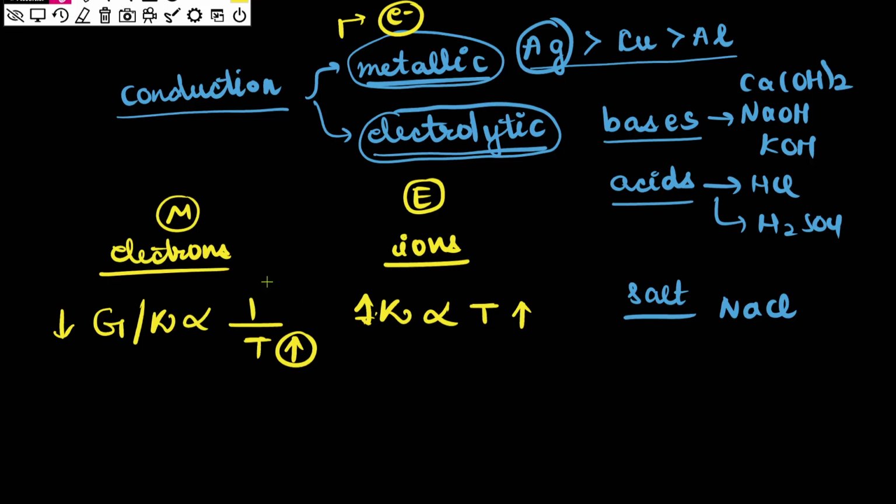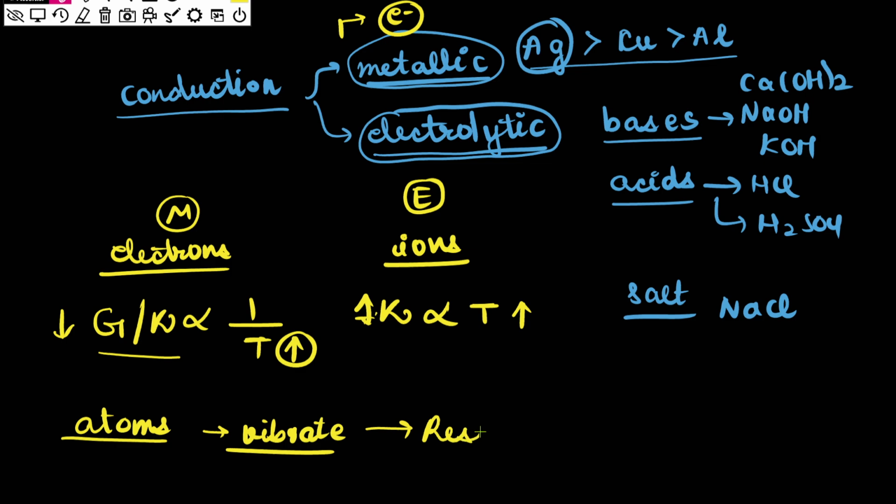And why does this happen? See, when we heat a metal, the metal is made up of heavy atoms, and these atoms start to vibrate. As soon as they vibrate around an axis, they provide a resistance to the flow of electrons. It means now the electrons will not be flowing as easily as they were previously.